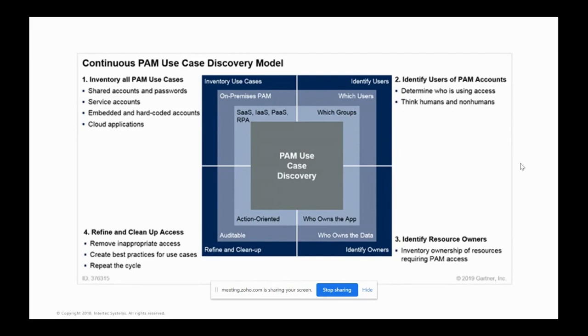Refine and clean up access. Now, this is an important step which usually people miss out. Refine and clean up access means you will have created multiple accounts or multiple users in each of the critical resources. Some of these users must have left the organization and some of the accounts were created for a temporary purpose for a vendor to log in. So these accounts need to be cleaned up on a regular basis. Once you have a PAM implemented, this can be done automatically.